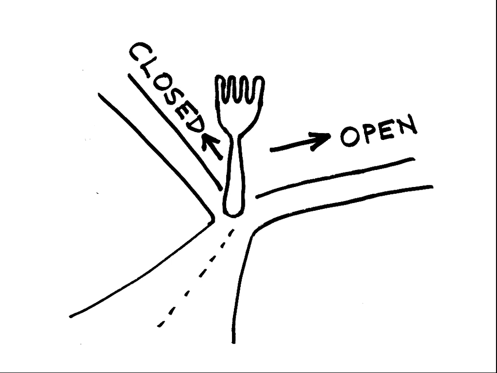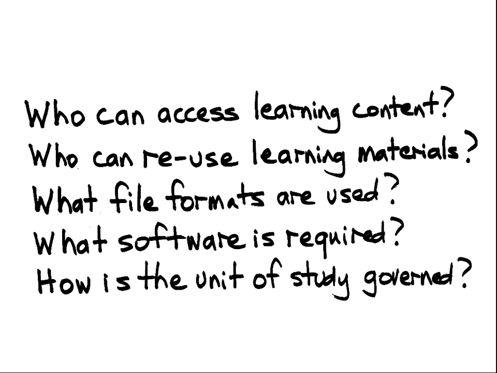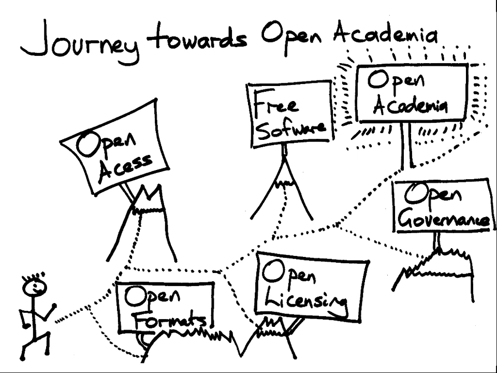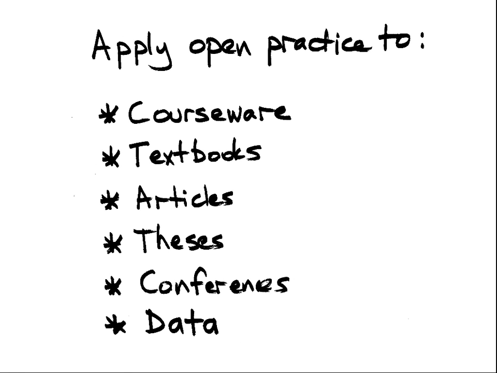Pretty much at every point in an academic's role, then there is a key decision between whether to stick with the normative, relatively closed practices, or to turn right and undertake the open agenda and ambition. And this can manifest in questions like who can access the learning content, who can reuse it, the file formats, what type of software is required, and how is a unit of study governed. And these are the 5 alternatives that I've been suggesting.